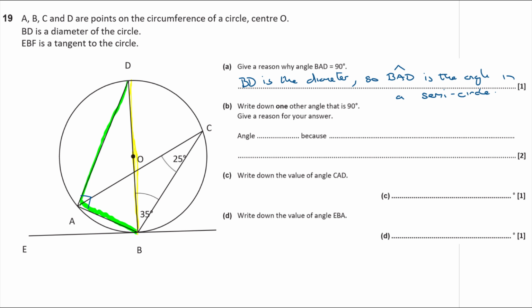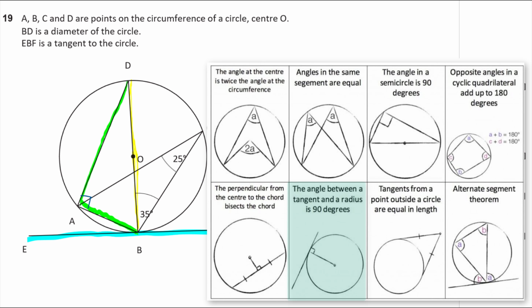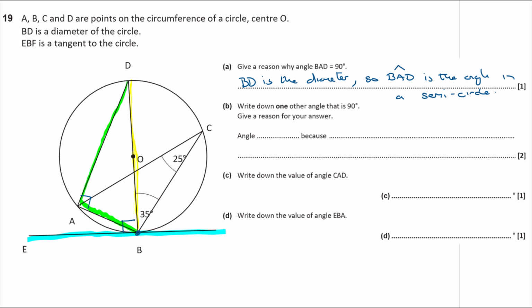Okay, well that's fairly easy enough because EB is a tangent, and I know that OB is a radius because it goes from the center to the edge. It must be a radius, and it's joined at the point of contact at B. So that means that this angle here must be 90 degrees because there's always a right angle between a tangent and a radius drawn at the point of contact. So write down one other angle that's 90 degrees. It's angle EBO.